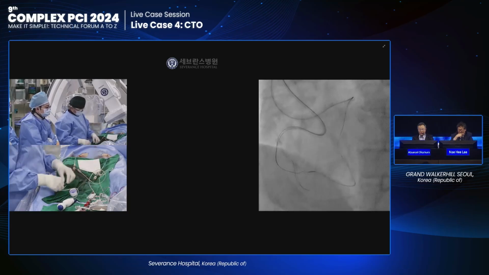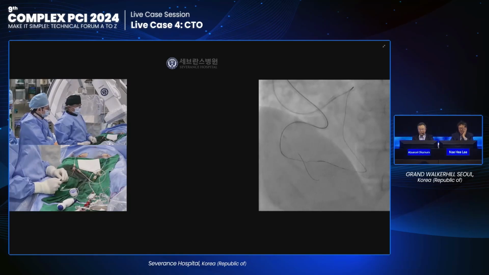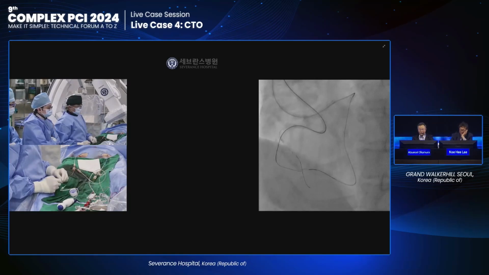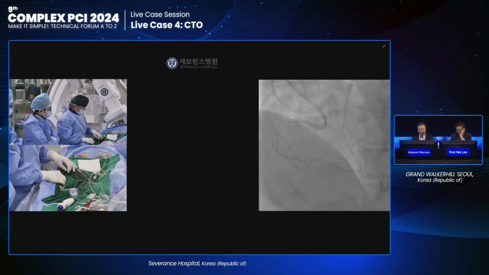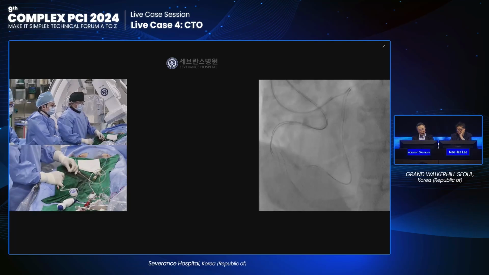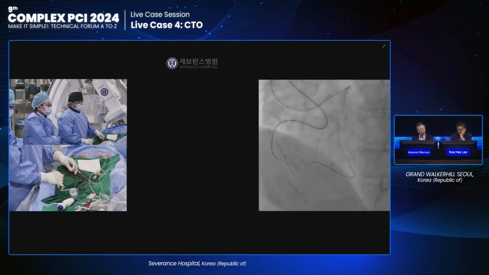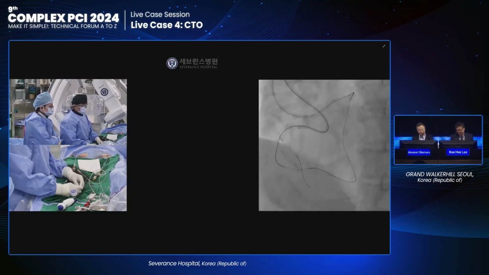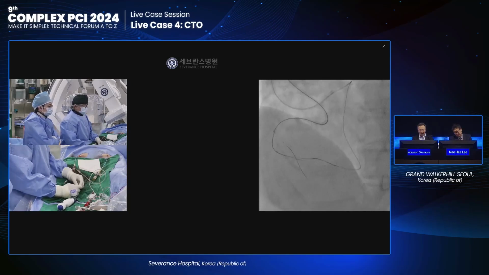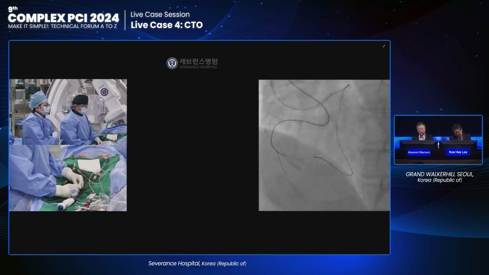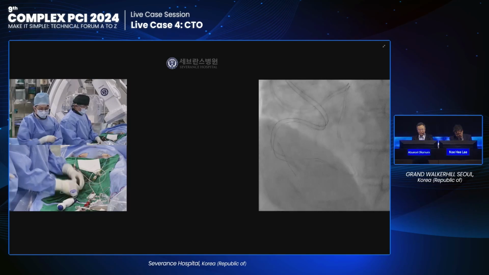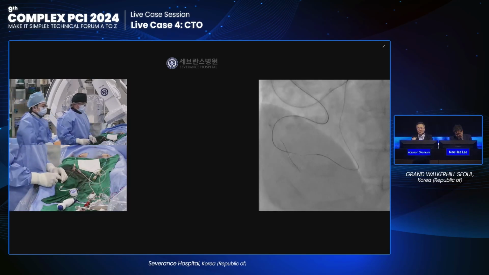Yes. Nicely advanced the retrograde wire to the proximal part. So maybe some bending is there. That's why it's better to advance a stiffer retrograde wire to the proximal part. If the antegrade kissing wiring is difficult, we are going to change the retrograde wire to a stiffer wire. Right. Okay, a little bit of resistance here.